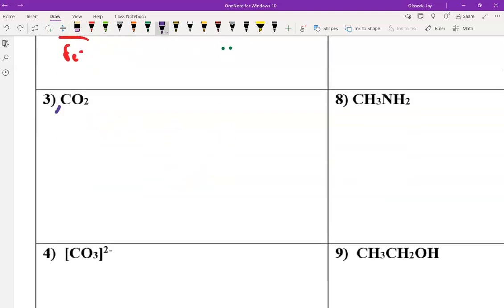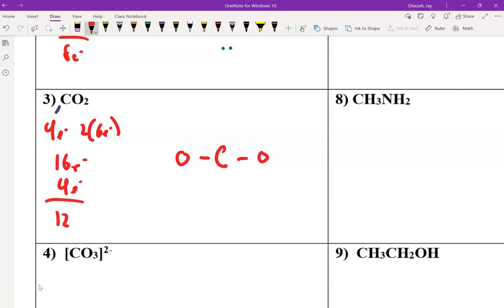Carbon dioxide looks like this. We have 4 electrons from this carbon, and there are 2 oxygens, and they each have 6. You guys all know where these come from. For a grand total of 16. 4 plus 12 is 16. Keeping things simple, I'll put the carbon in the middle, and that means we've used up 4 electrons in the bonding. We have 12 left.